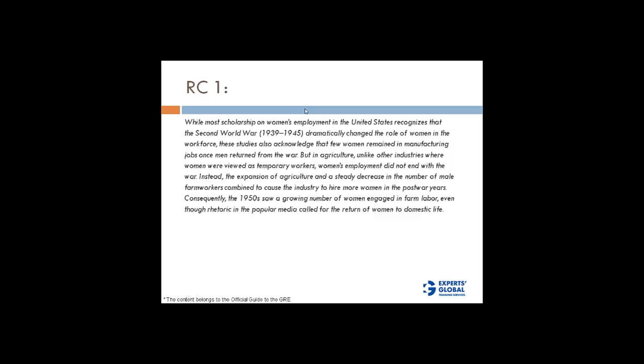Okay, so let's now read it. I have a mind map on the next slide, but I'll just walk you through how I went about creating that mind map for this particular RC. So here the idea is, okay, let's start reading.